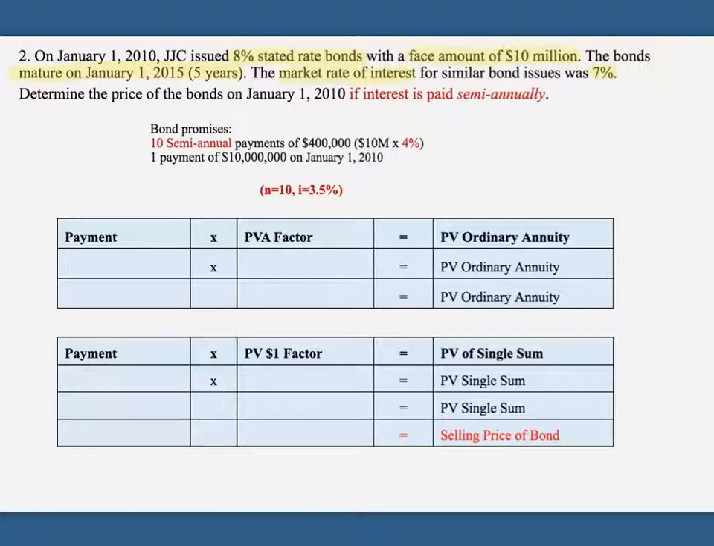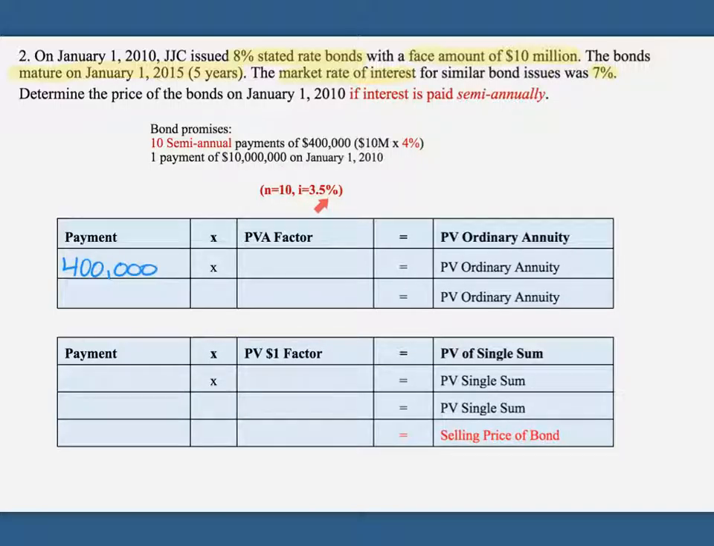So let's start with the interest payments. They are $400,000. And for this one, we'll again be calculating the present value of an ordinary annuity factor. This time we will use 10 for our periods because it's semi-annual payment. So we took the 5 years to maturity and multiplied it by 2 to give us 10. And since it's semi-annual, we'll also have to divide the market interest rate by 2, which gives us 3.5%.